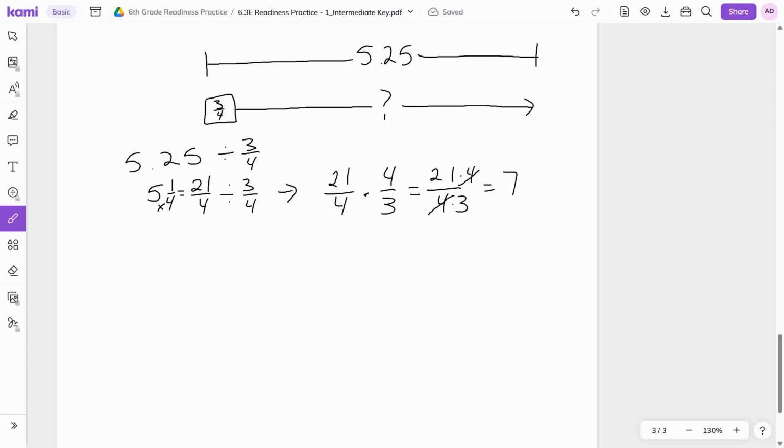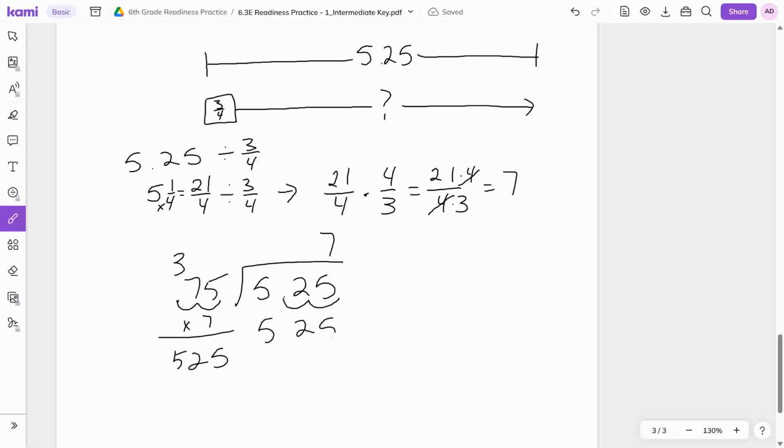Now, what happens if I were to turn these both into decimals? Let's see if I get the same answer. 5.25 is a decimal. My 3/4 is going to be 0.75. Now, what I want to do is I want to multiply both by 100 to get those decimals out of the divisor. So it ends up going to be 525 divided by 75. I think it's going to be 7 because that's what the other one tells me. Let's see if that's going to be the same answer. So that's going to be exactly the answer.